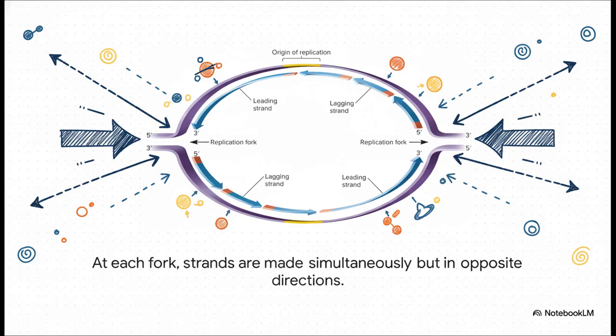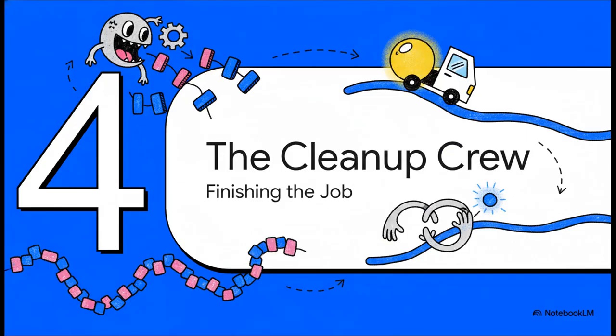At each and every fork, you have one leading strand and one lagging strand being built at the exact same time. It's a really elegant, even if it seems complicated, solution to that fundamental 5' to 3' problem. So at this point, the new strands have been made, but we are not done yet. Not by a long shot. That lagging strand is still this fragmented mess of DNA chunks and little RNA primers. So we need to call in a dedicated cleanup crew to come in and make it a perfect, seamless molecule.